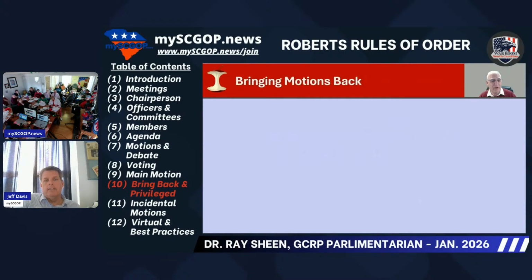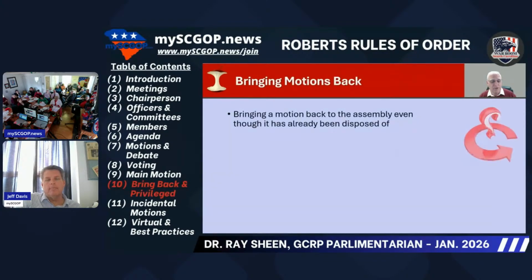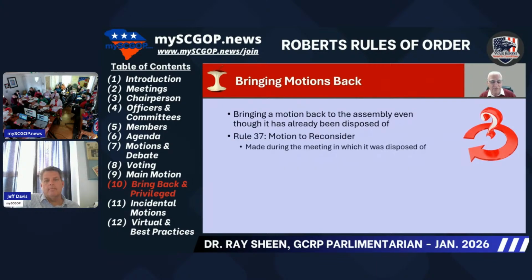First, let's talk about how to bring motions back to the Assembly. These motions allow the Assembly to reconsider or review a question or motion that has already been decided. The most common of these is a motion to reconsider. This motion is dealt with in Robert's Rule 37. Its effect is to bring a motion that has been disposed of back for further debate, further discussion, and vote.